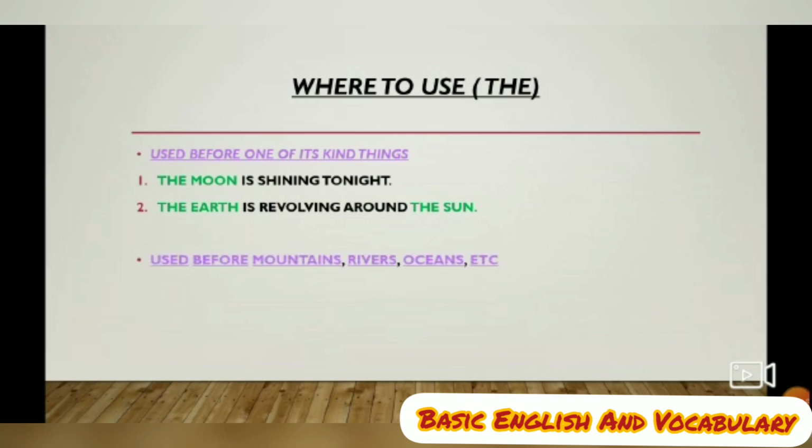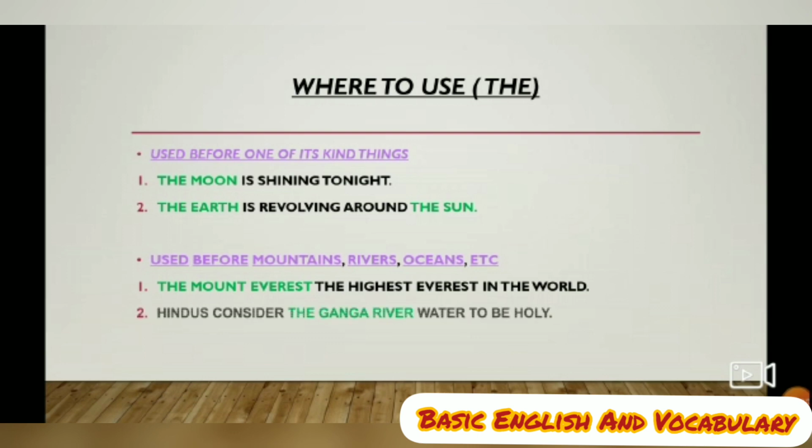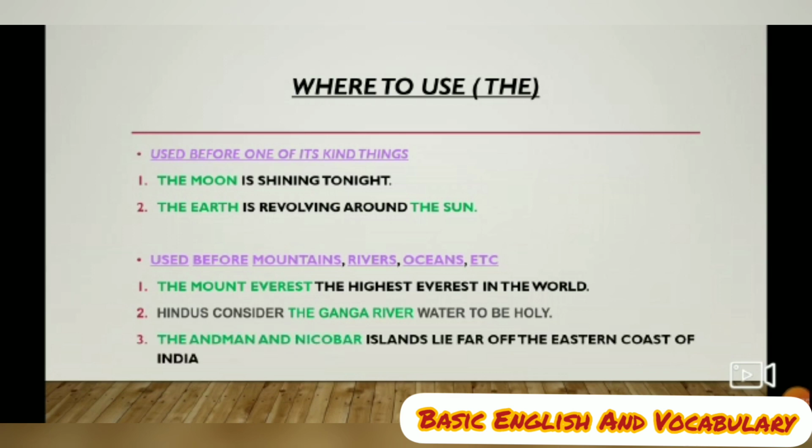And the next point is use before mountains, rivers, oceans, etc. Let's see the examples. The first one is the Mount Everest, the highest peak in the world. You can see here we use the before Mount Everest because it is a mountain. The second one is Hindus consider the Ganga river water to be holy. We use the Ganga river because Ganga is a river. That's why we use the before Ganga. And the third example is the Andaman and Nicobar Islands lie far off the eastern coast of India. So the Andaman and Nicobar is the ocean. That's why we use the here.